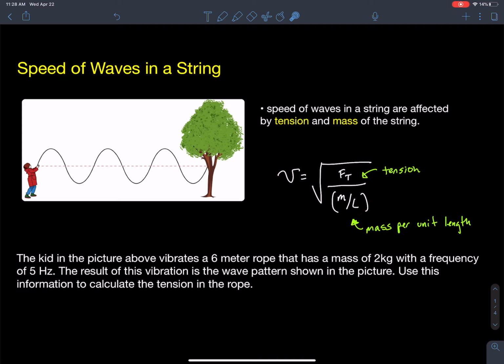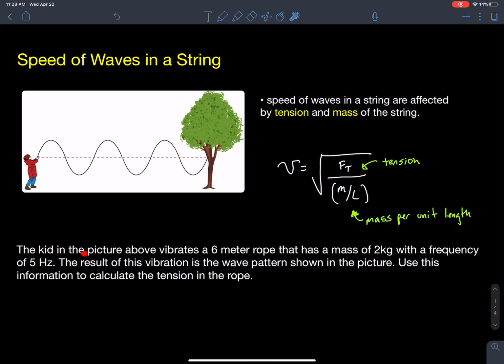Okay, so here's a question that says the kid in the picture above vibrates a 6-meter rope that has a mass of 2 kilograms with a frequency of 5 hertz. The result of this vibration is the wave pattern shown in the picture. Use this information to calculate the tension in the rope. So they want to find the tension. Okay, and notice it said vibrate. So the kid is vibrating vertically up and down. He's making a transverse wave.